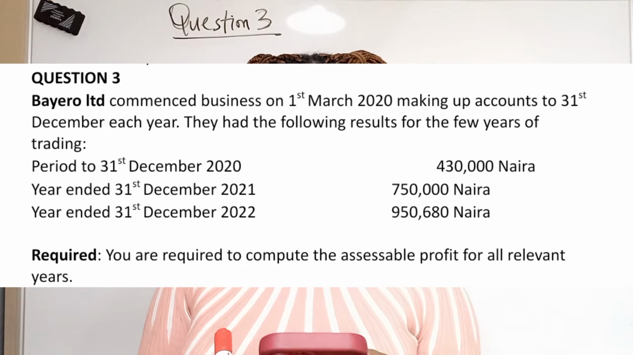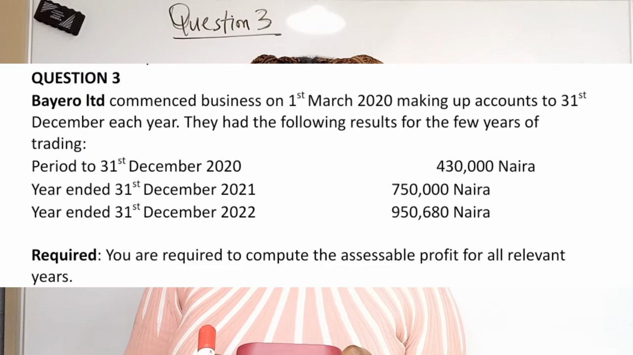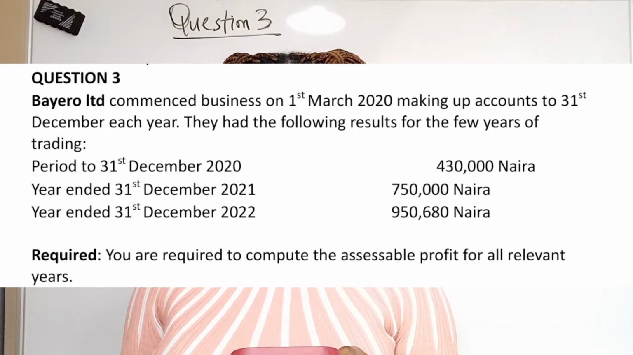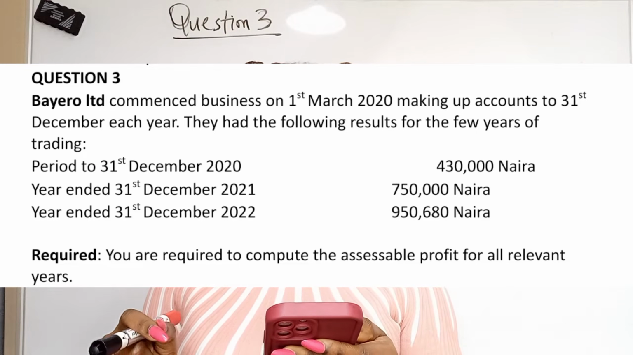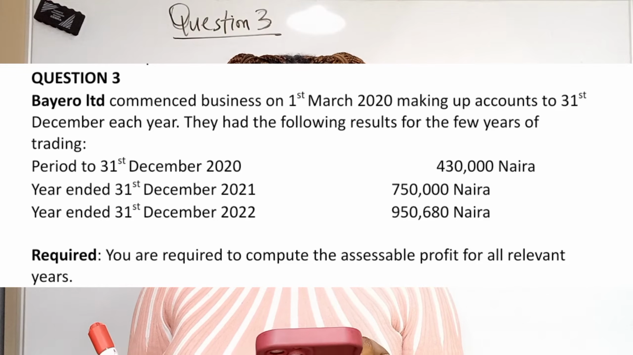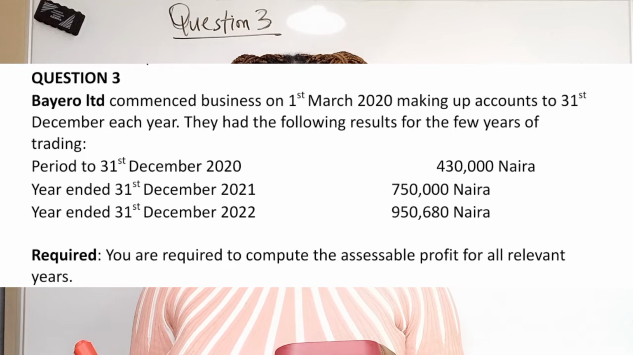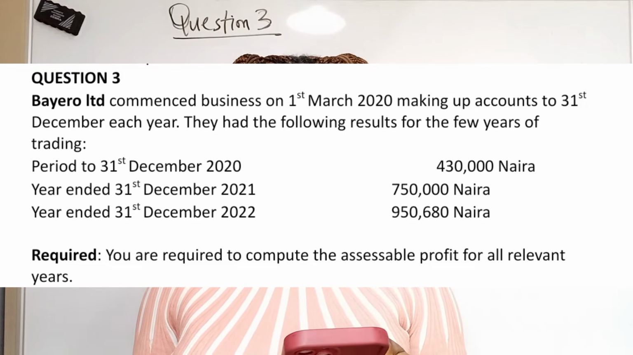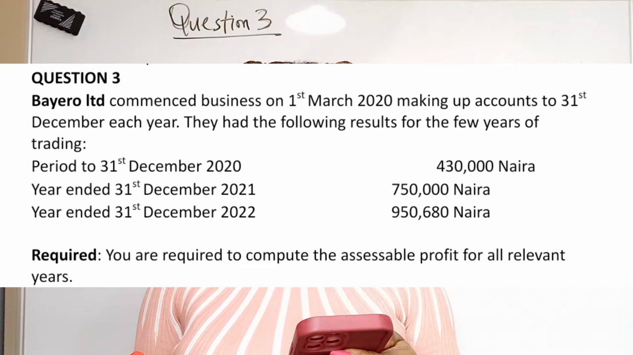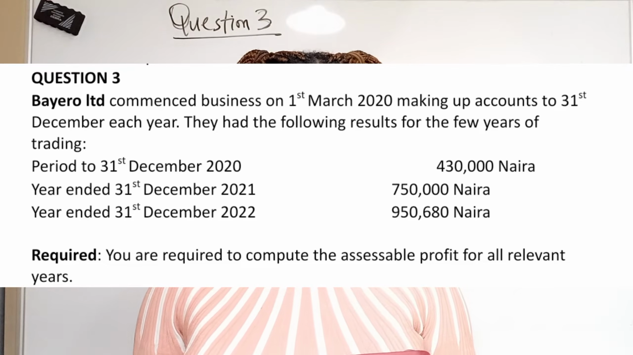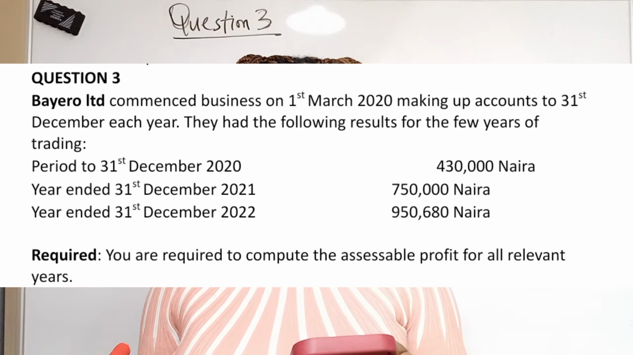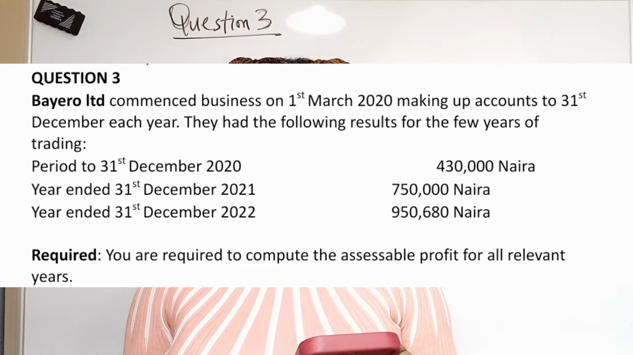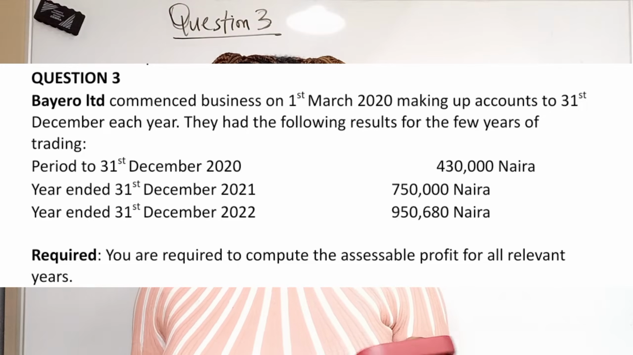Biro Limited commenced business on 1st of March 2020, making up its account to 31st December each year. They had the following results for the first few years of trading. Period to 31st December 2020, 430,000 naira. Year ended 31st December 2021, 750,000 naira. Year ended 31st December 2022, 950,680 naira. Required: compute the assessable profit for all relevant years of assessment.